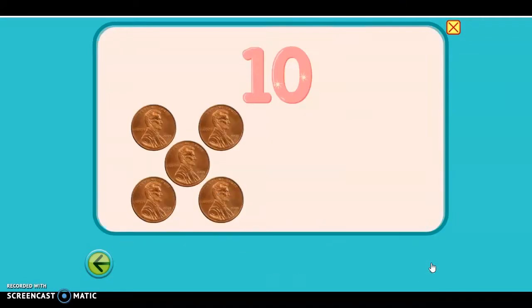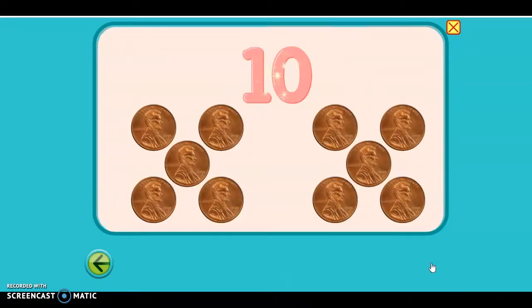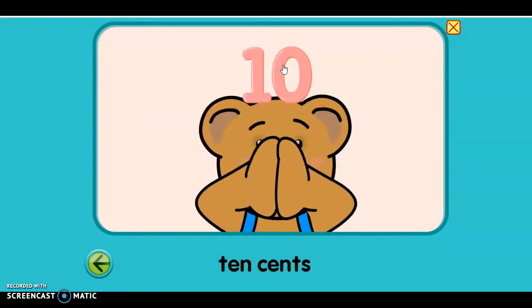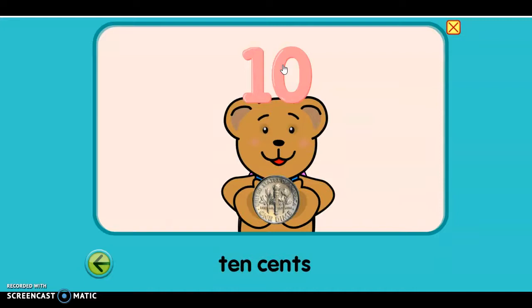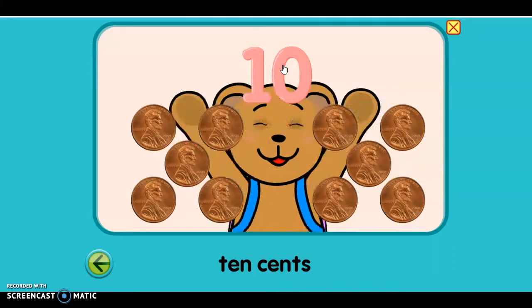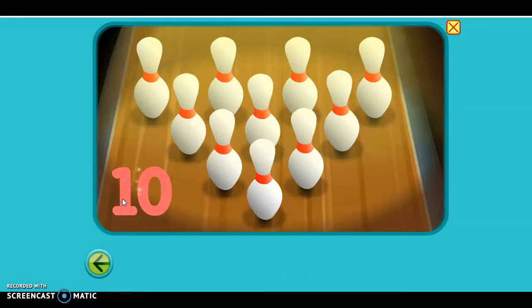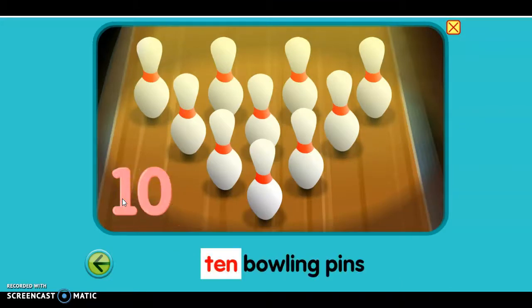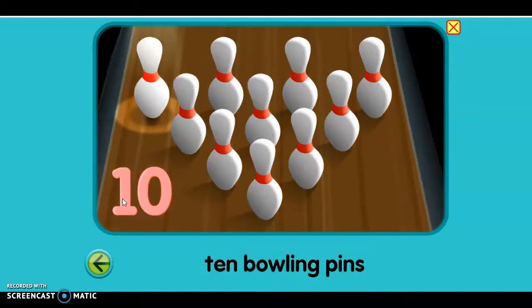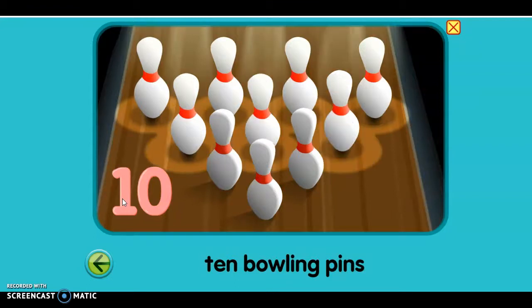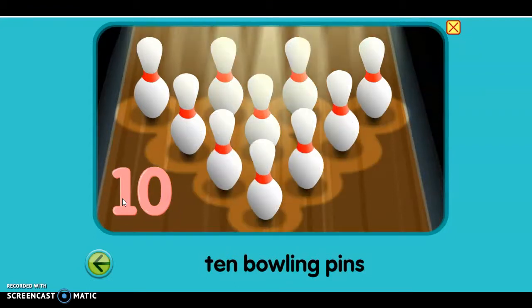5 and 5 is 10. 10 cents. A dime is 10 cents. 10 bowling pins. 1, 2, 3, 4, 5, 6, 7, 8, 9, 10.